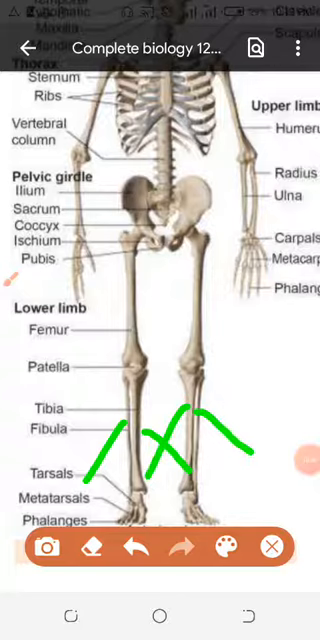Tibia, fibula, they are a little weak. When the patient has a TB, the tibia is a little weak. So the tibia bone is a little weak. The weak bone is called tibia. The upper bone is the tibia, the weaker bone. And the thick bone is called fibula.